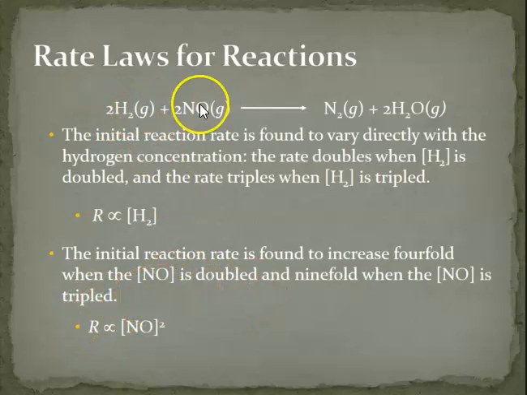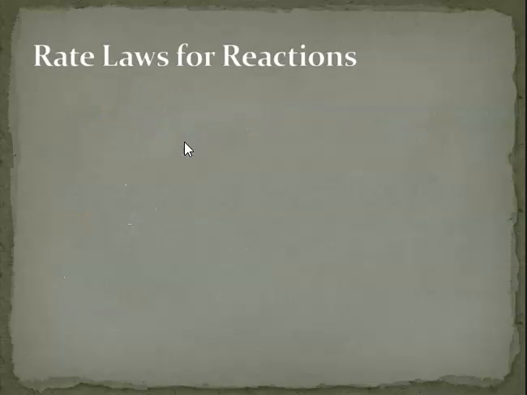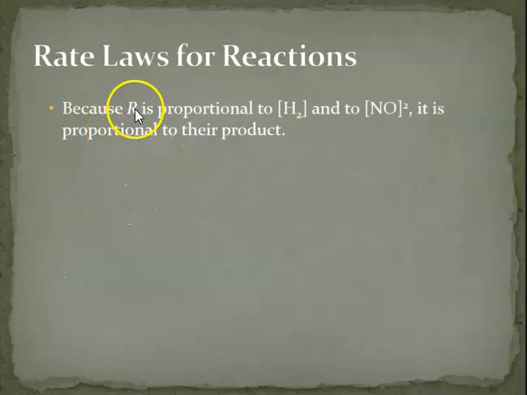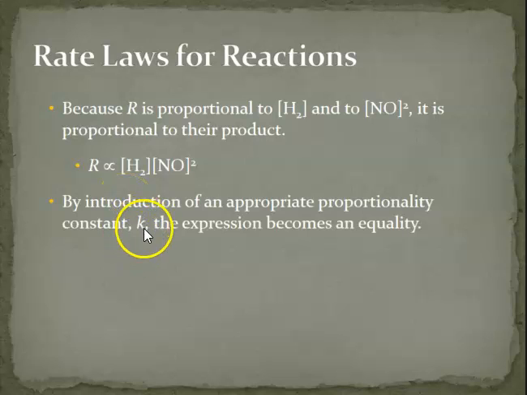So I know how these different reactants are affecting the rate. Doing some math here, because the rate is proportional to the hydrogen concentration and it's also proportional to the NO concentration squared, it will be proportional to their product. So I can say the rate is proportional to the concentration of hydrogen times the NO concentration squared. We're getting somewhere, but it isn't super useful to have a proportionality sign in there. We want to put in an equal sign, and whenever you take out the proportionality sign and put in an equal sign, we need to bring in a proportionality constant. That's K. It's a proportionality constant.